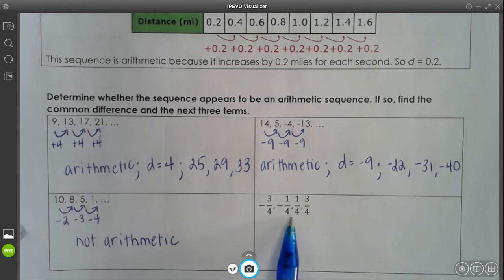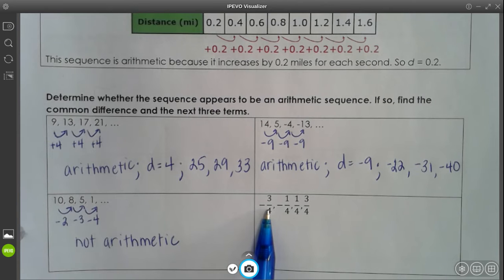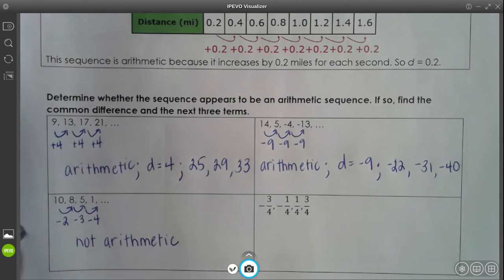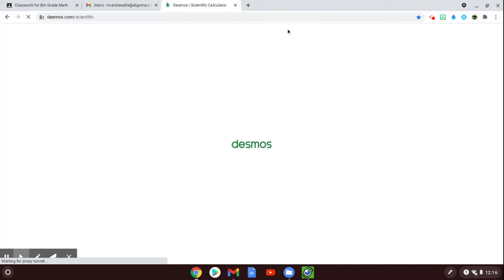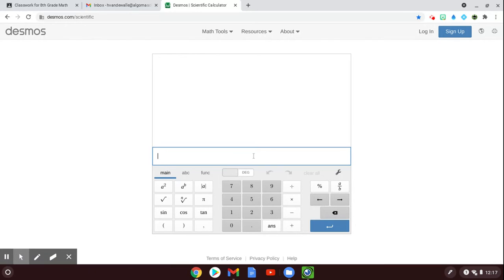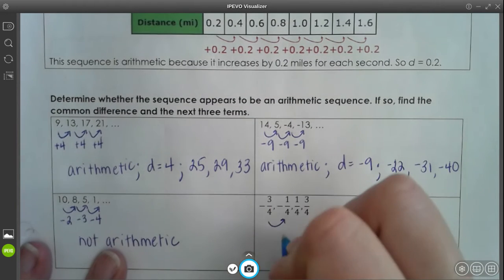So if we take the second term minus the first term, that will tell us what our common difference is. So if I were to go into Desmos here, and our second term was negative 1/4, and then I'm going to subtract the first term, which was a negative 3/4. That ends up being 0.5 or 1/2.